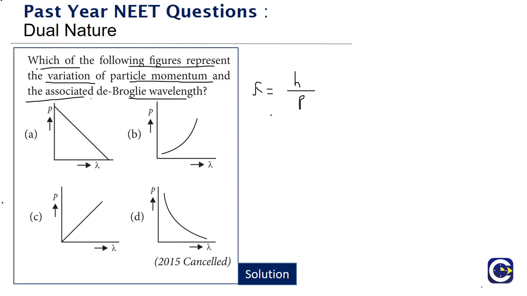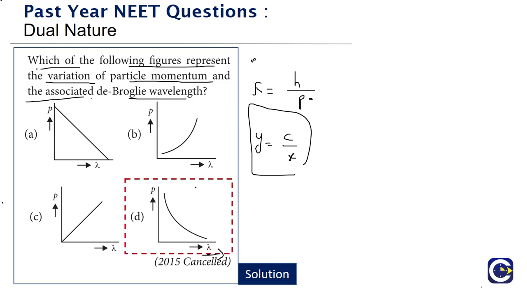If you want to look at the relation, it's basically an inverse relation. It's like y is equal to some constant by x type. So if the lambda is increasing, that means the momentum must decrease. If momentum is increasing, lambda will decrease. Inverse relation. So what is the correct graph that represents the relation? It is option D. So moving on to the next question.